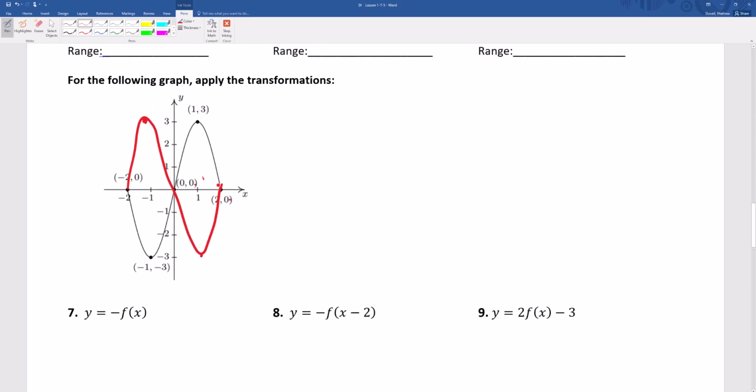Or 2 times f of x minus 3. So you have to apply the vertical stretch first. So that means you're multiplying all the y values by 2. So then we get that.